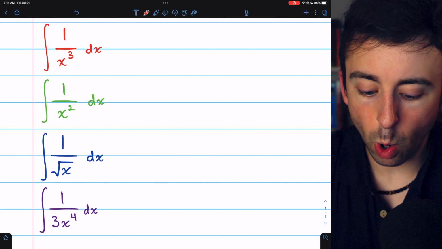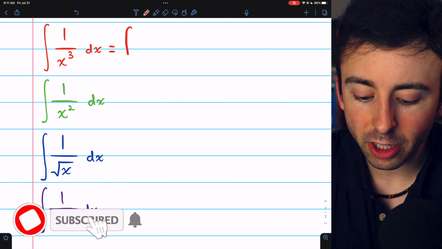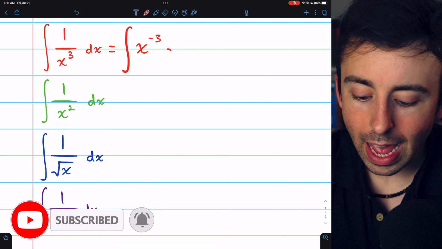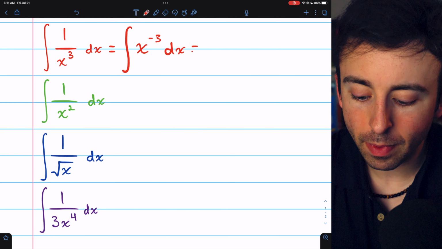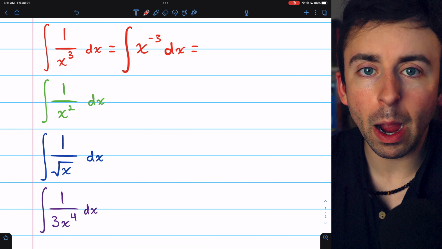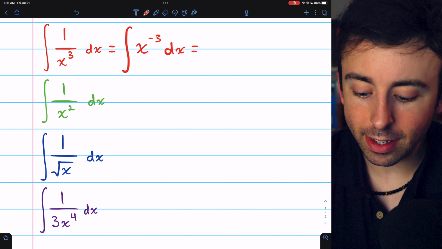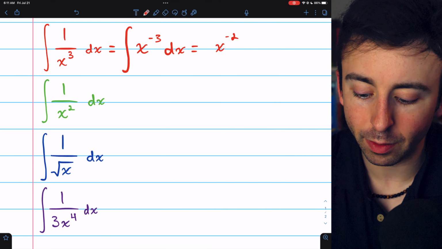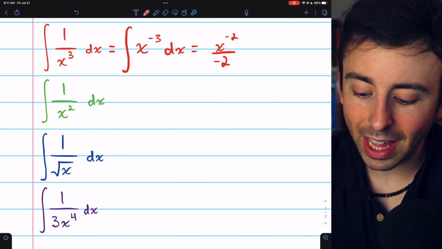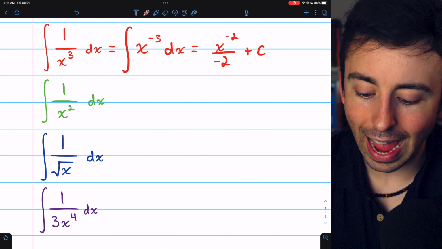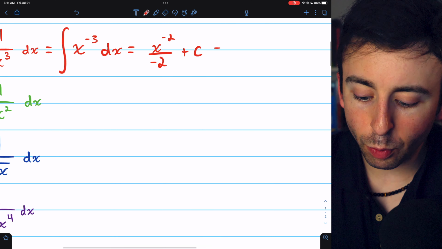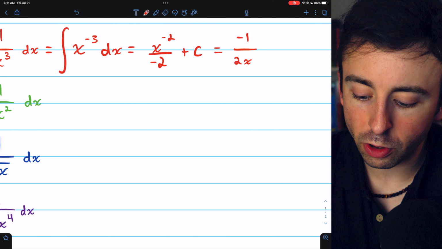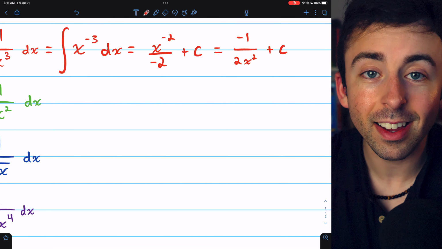The integral of 1 over x cubed can be evaluated easily once we rewrite 1 over x cubed as x to the negative 3. Then, applying the reverse power rule, we must increase the power of x by 1, so from negative 3 to negative 2, and then divide by that new power, and of course add the arbitrary constant. If we like, we can rewrite this integral as negative 1 over 2x squared plus c.